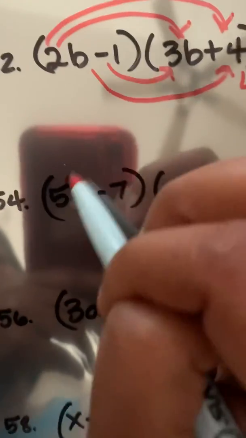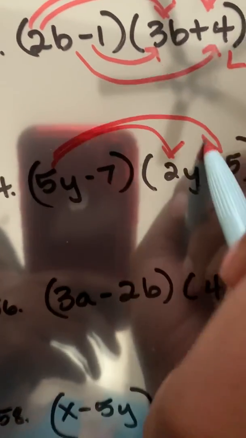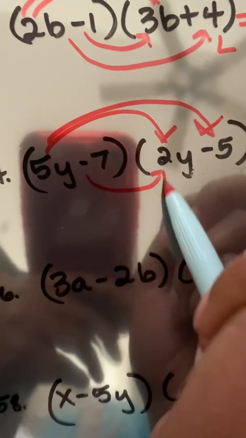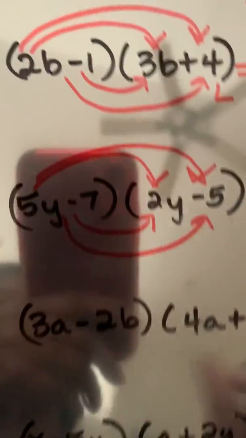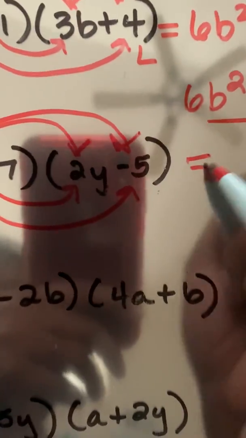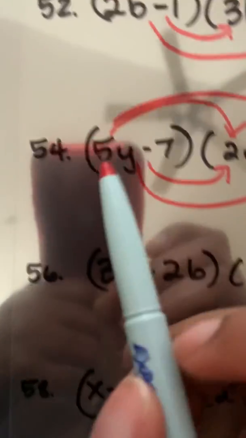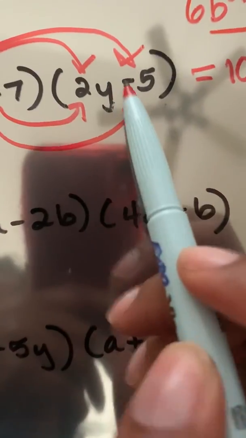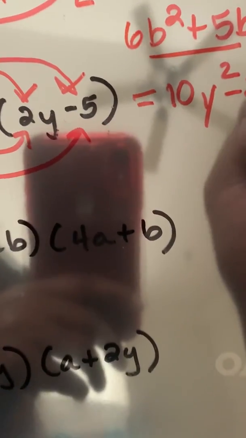Number 54. We're doing the same rainbow over and over again. So 5y times 2y is 10y to the second power. Remember to add your exponents. 1 here and 1 here is a total of 2. 5 times -5 is -25y.